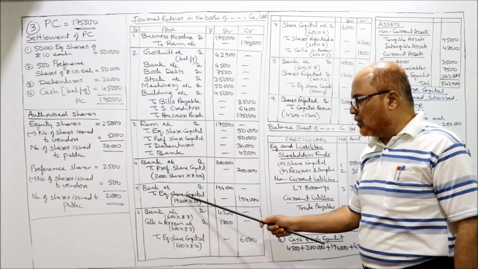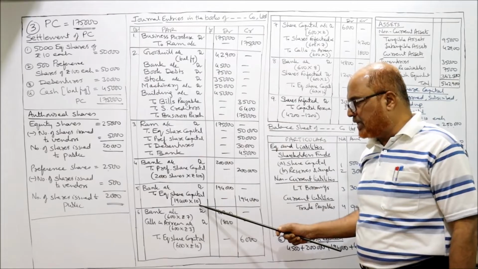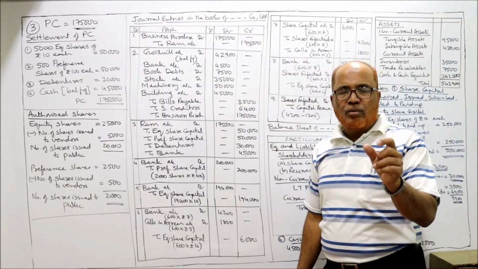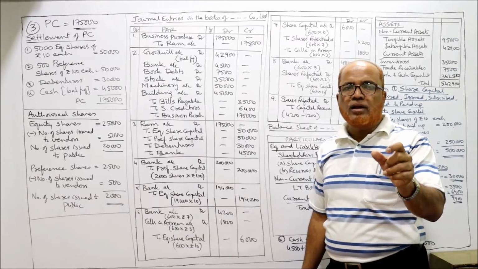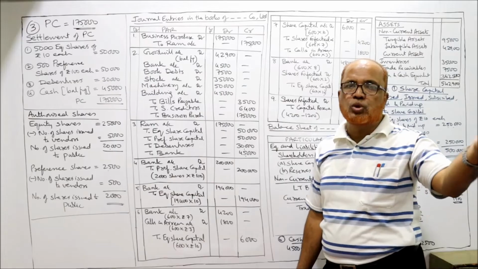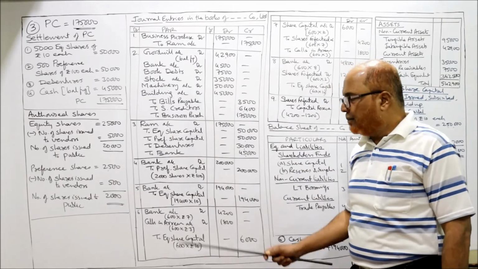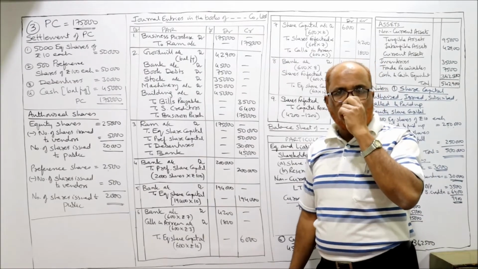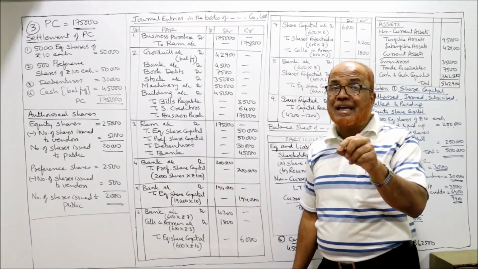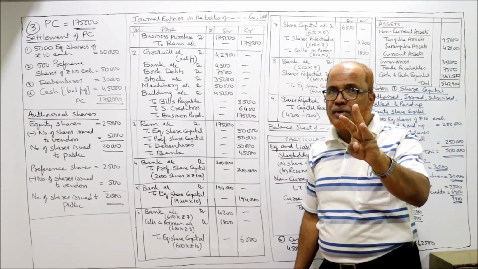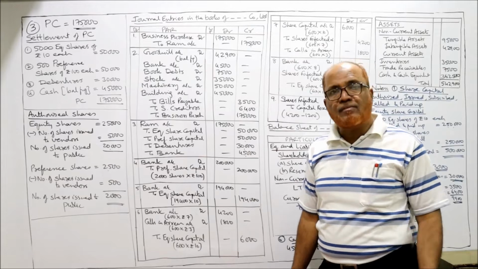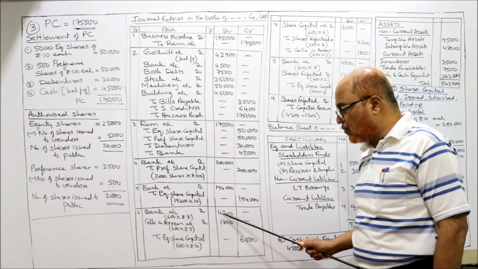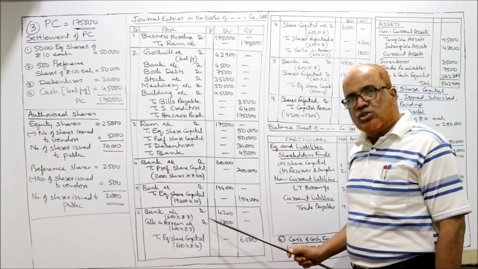तो बैंक अकाउंट डेबिट टू इक्विटी शेयर कैपिटल 19,400 into 10, 1,94,000 rupees. The amount received on 19,400 equity shares issued to the public. अब जो 600 shares के पैसे नहीं आए उसका कॉल्स इन एरियर. तो 3 rupees he has not paid. Out of 10 rupees, 3 rupees he has not paid. So how much he has paid? 7 rupees he has paid. So bank account debit 600 shares into 7 rupees, 4,200. So 4,200 he has paid.